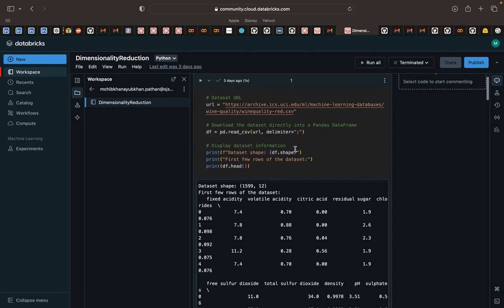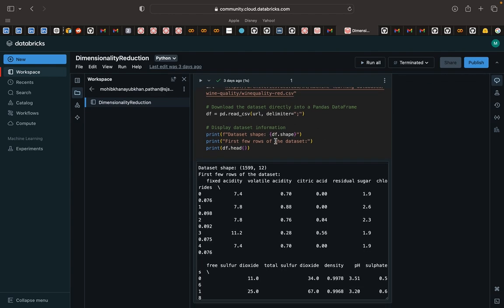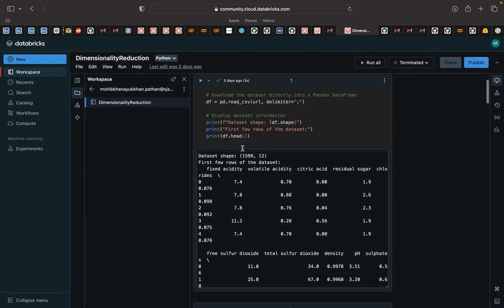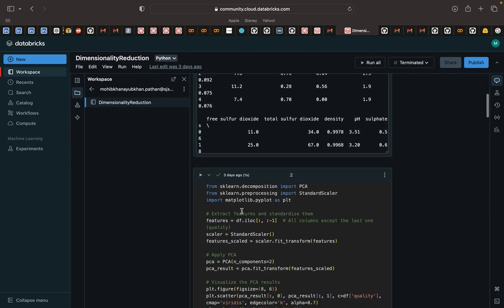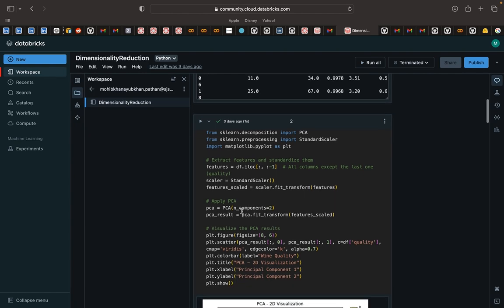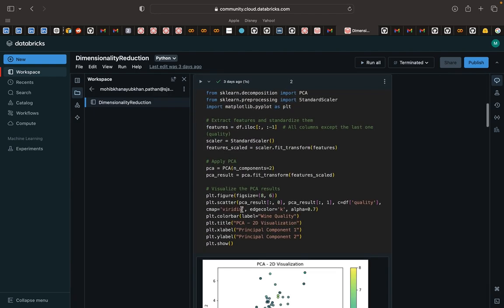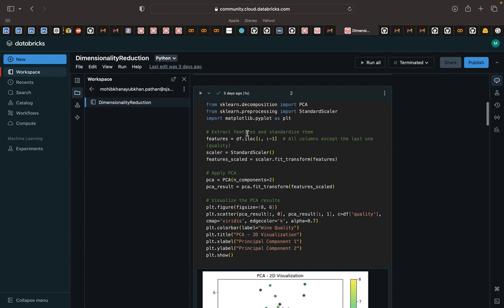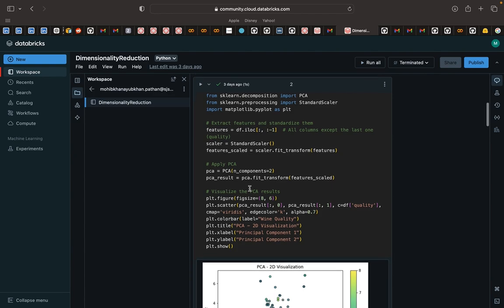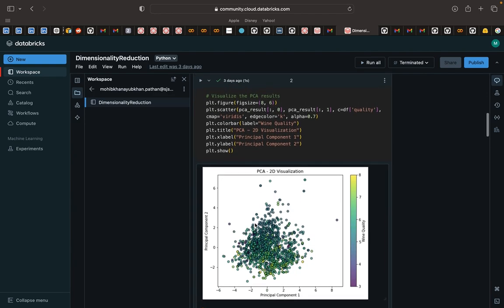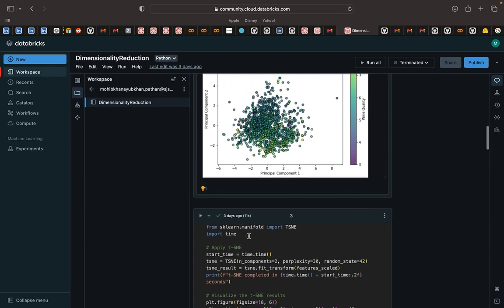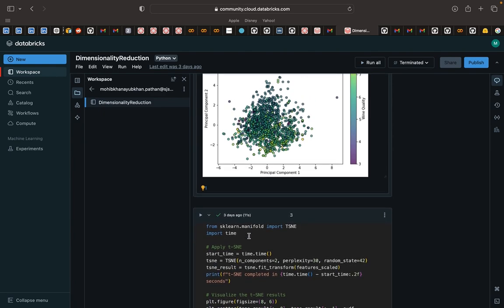So here we have the dataset selection and loading. Then we reviewed the first few rows of the data, or the head of the data, and then here we are pre-processing it and applying PCA. We are extracting features and then standardizing them, and then we apply PCA right here. Then we get the PCA plot here, and it's pretty much similar to all the steps we did before. It's just that we are demonstrating it using Databricks.